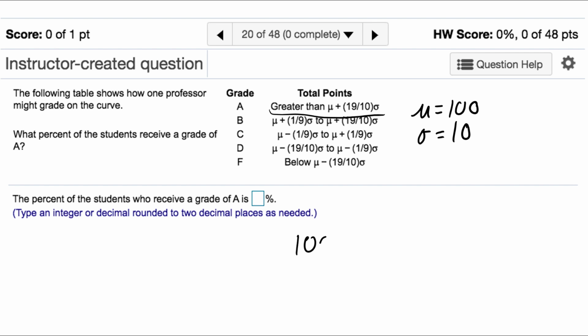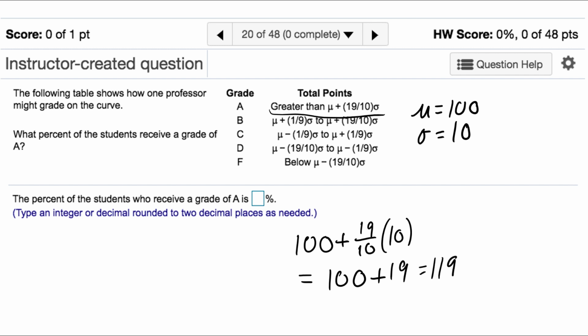The mean is 100 plus 19/10 of a standard deviation times the standard deviation, which is 10. And so that's going to give us 100 plus 19, since 19/10 times 10 is 19, which is 119. So basically, if in this teacher's class, the mean is 100 and the standard deviation is 10, then the teacher is going to give an A to anyone who scores 119 or higher.